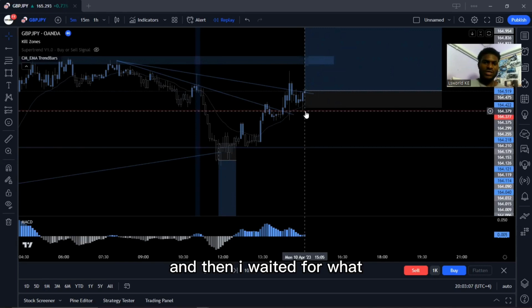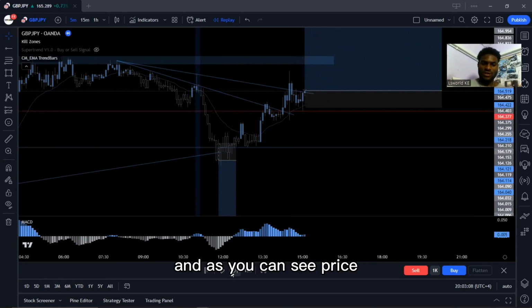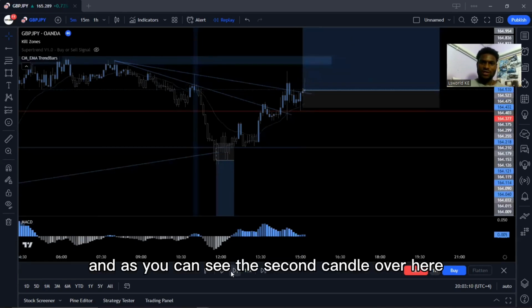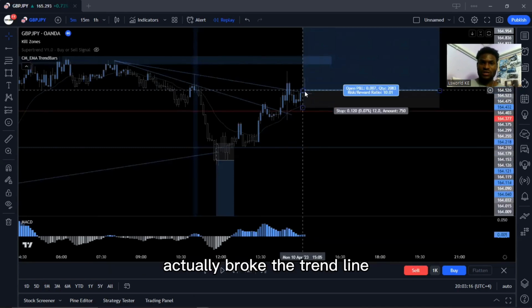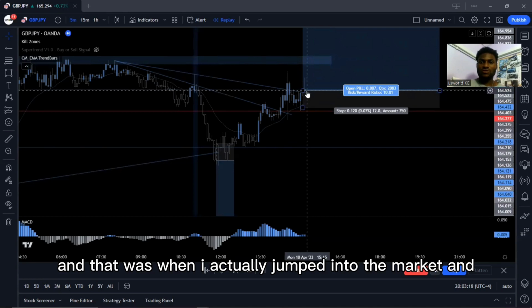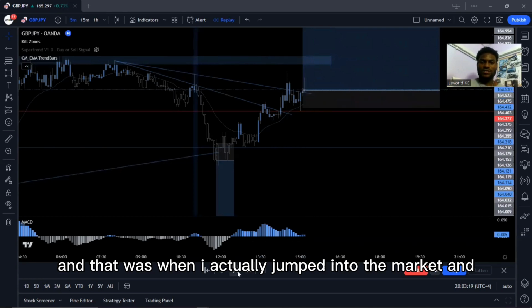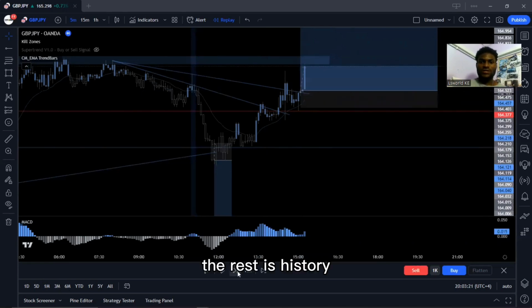And then I waited for what? A breakout of the trend line, and as you can see, the second candle over here actually broke the trend line. Then that was when I actually jumped into the market, and the rest is history.